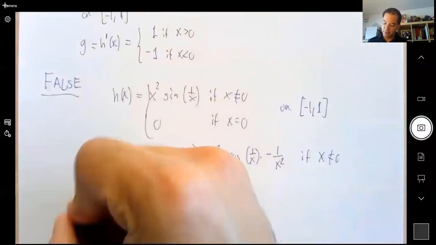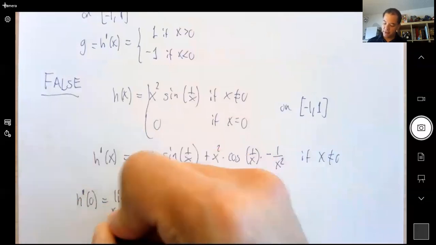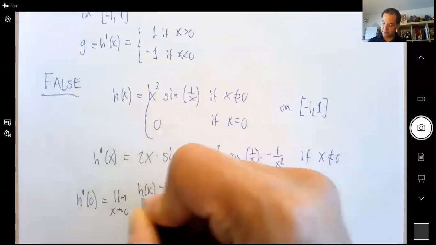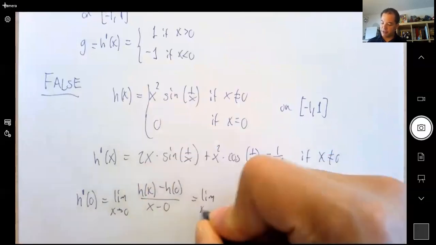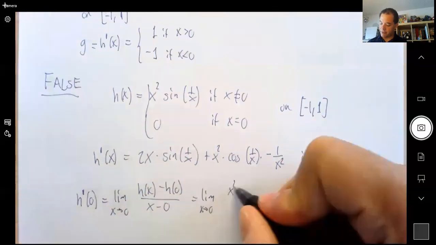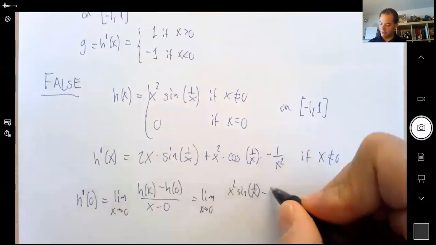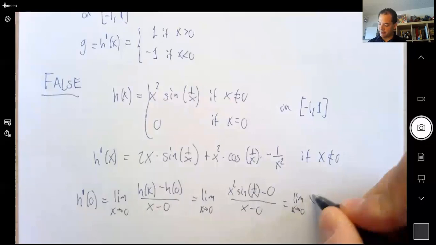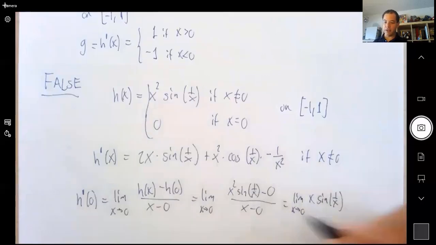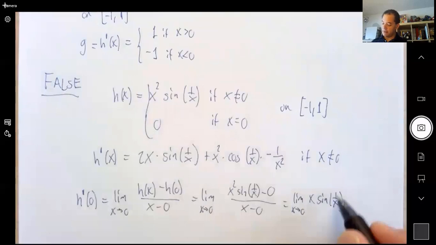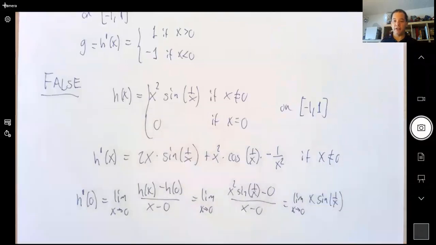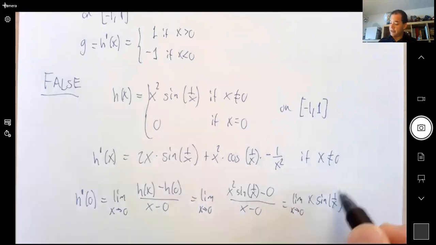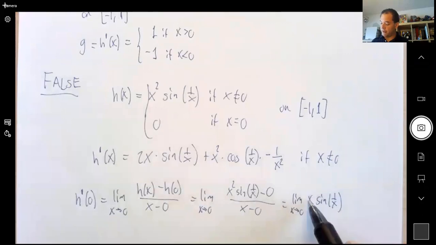So h prime of 0 would be the limit when x approaches 0 of h of x minus h of 0 over x minus 0. And this by definition is x squared sine 1 over x minus 0 over x minus 0. The x's go away. That's x times sine of 1 over x. We did this limit before in class. We showed that it is 0, essentially because sine of 1 over x is bounded by 1, right? This is again our exam problem number 1, right? This function is bounded by 1, and this one goes to 0, therefore the product goes to 0.